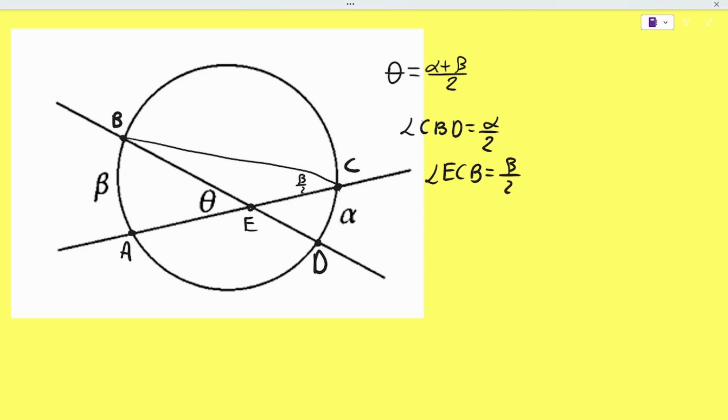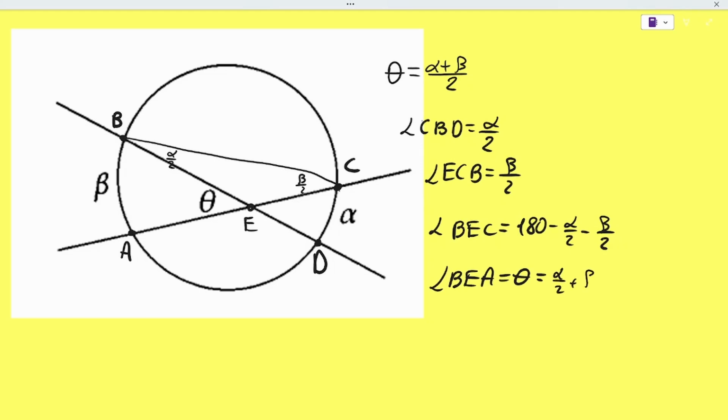So based on this, we can easily find angle BEC, which can be computed as 180 minus alpha over 2 minus beta over 2. And as we know that BEA equals theta, and this is the exterior angle for triangle BEC, this will be alpha over 2 plus beta over 2, which is exactly what we wanted, AB arc plus CD arc over 2.